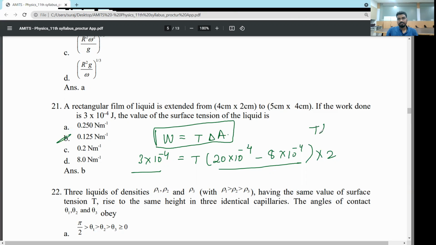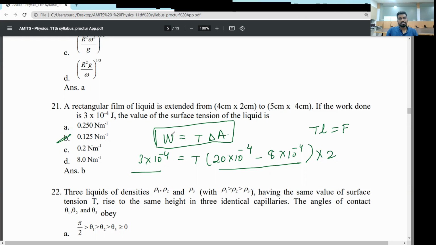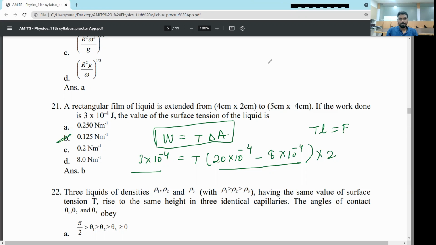Surface tension times length will give you force. Surface tension times change in area will give you work.